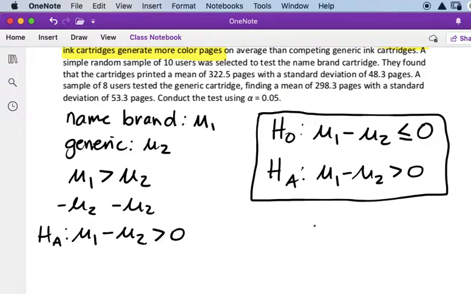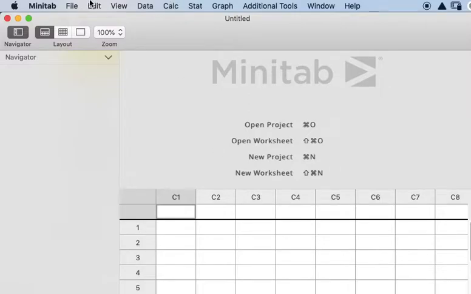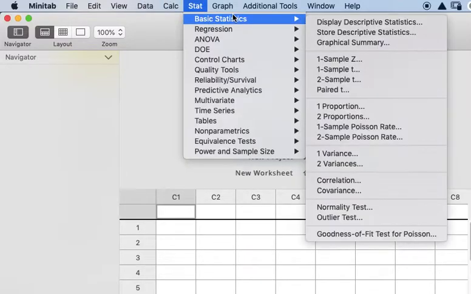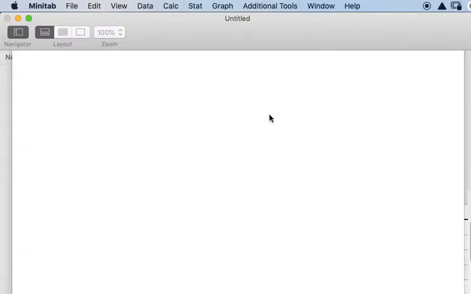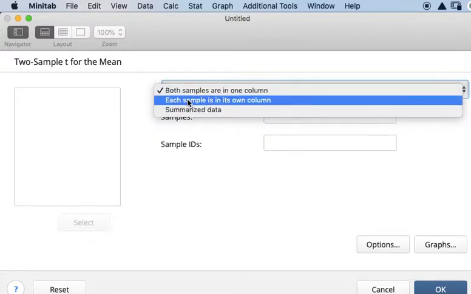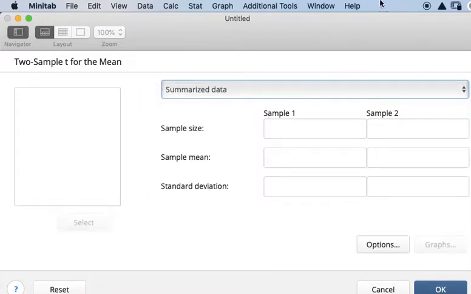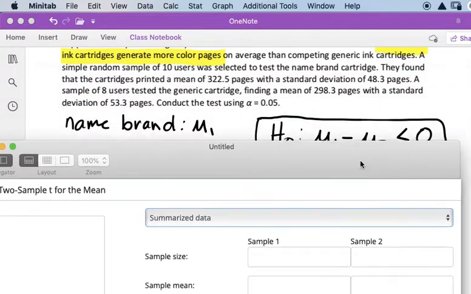Okay, so now in order to test these hypotheses, I'm going to go to Minitab, and I'm going to go to Stat, Basic Statistics, and down to 2 Sample T, which is below 1 Sample T and 1 Sample Z that we used in Chapter 9. Now, in one of the homework questions, you're going to use each sample in its own column. I would use that if I had raw data. Here I have summarized data, so I'm going to use summarized data. I'm going to enter my sample size, sample mean, and standard deviation, which were given to me in the problem.